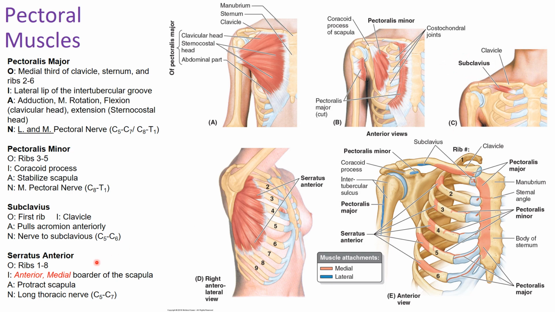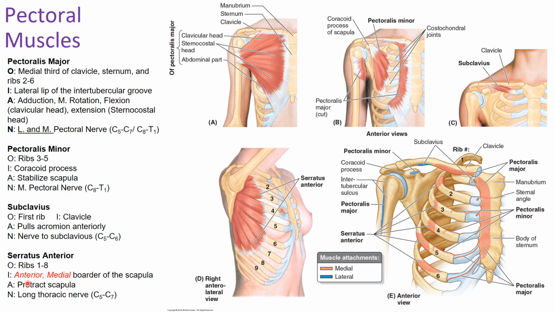Right, and lastly, the last muscle of the pectoral region is going to be the serratus anterior. The serratus anterior, just similar to the serratus posterior, is originating from the ribs. So the origin here is ribs 1 through 8, and then you are going to insert, and this is really important, your insertion is into the anterior medial border of the scapula.